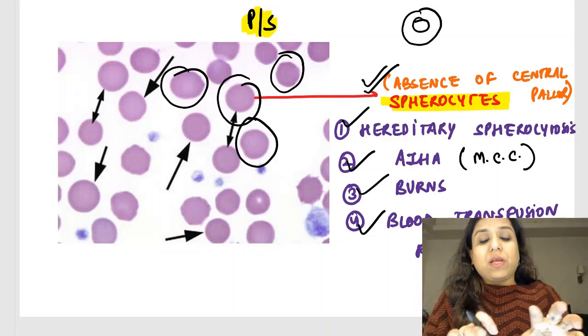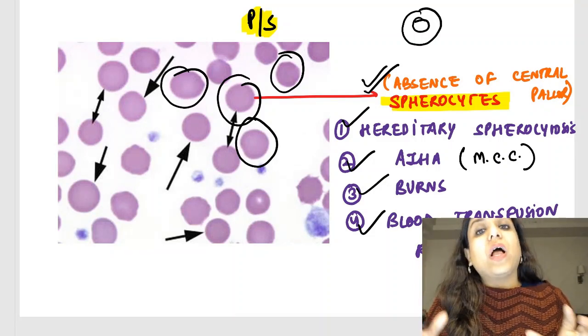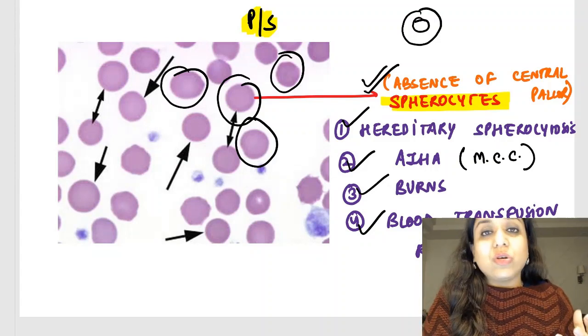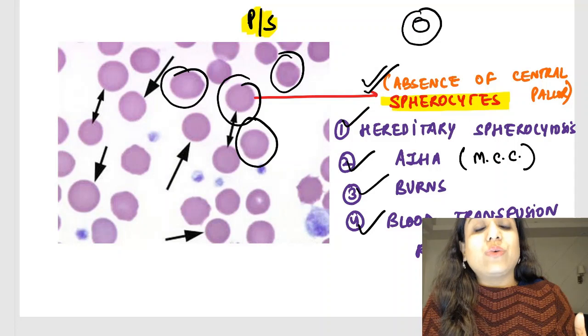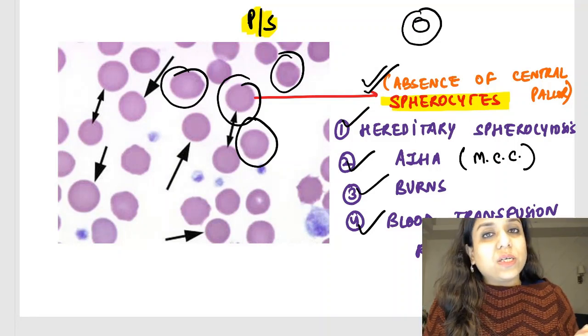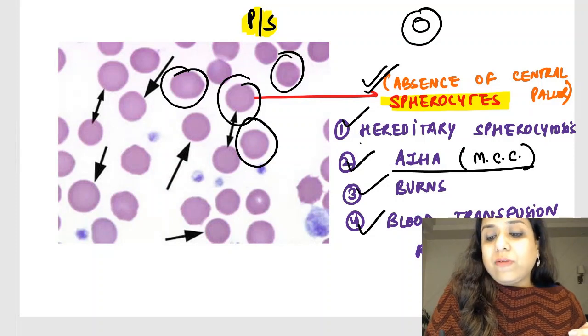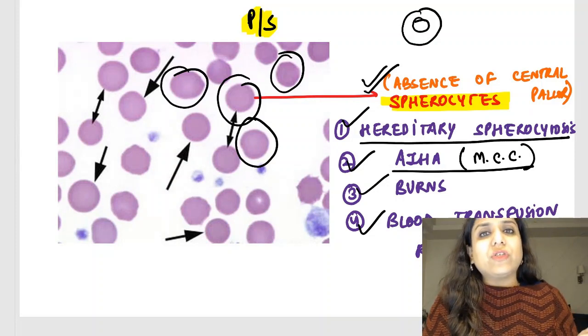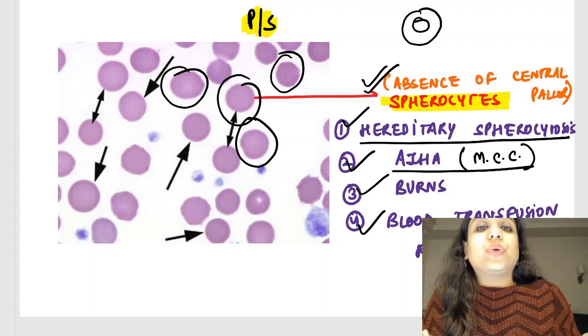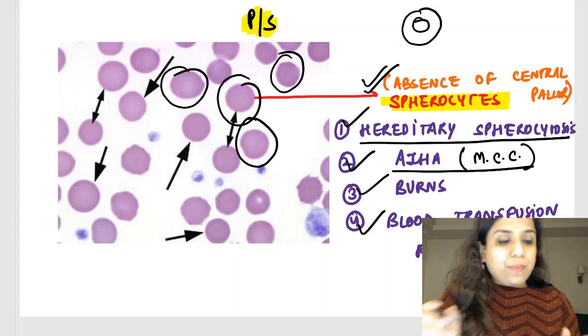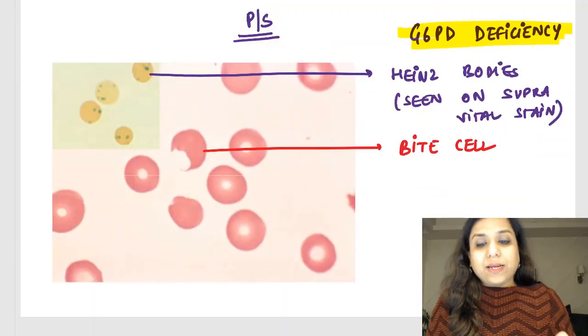Sometimes the examiner can give this kind of a peripheral smear and ask you what kind of a test will you do. So you will do both the osmotic fragility test and also the Coombs test. If the Coombs test is positive, I'll go towards the diagnosis of AIHA, and if the osmotic fragility test is positive, I'll go towards the diagnosis of hereditary spherocytosis. Understood? Easy? Okay, let's move to the next slide.